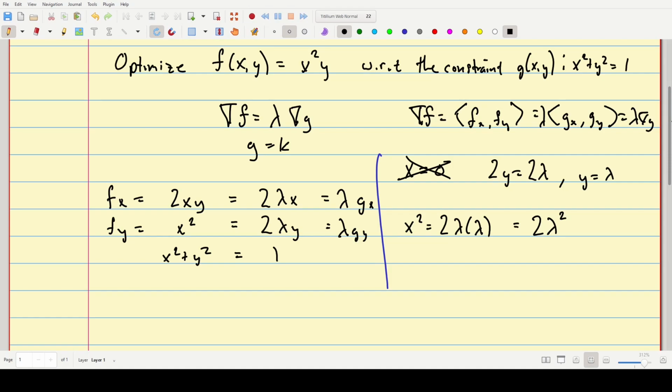Okay, so now we have 2 lambda squared here. And so that tells us that x squared is equal to this. And since we have expressions for both variables in terms of lambda, we can put those into this last equation here.